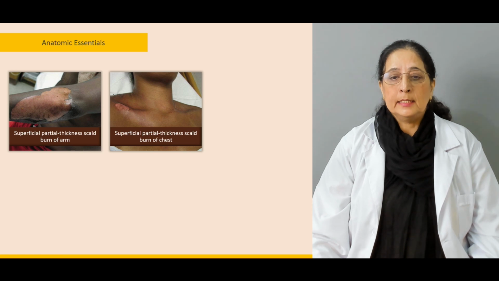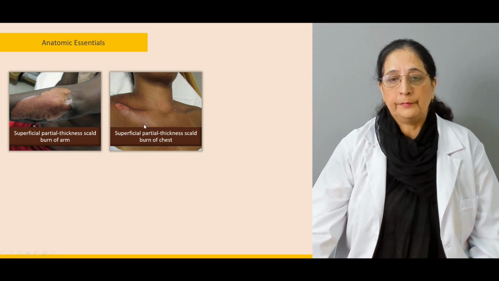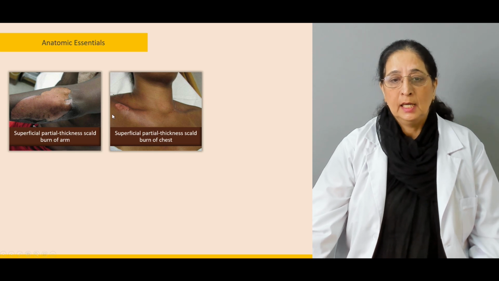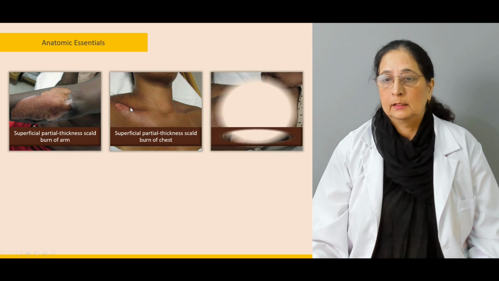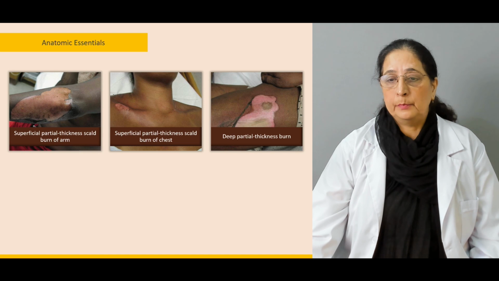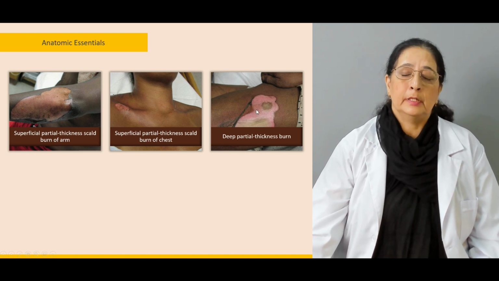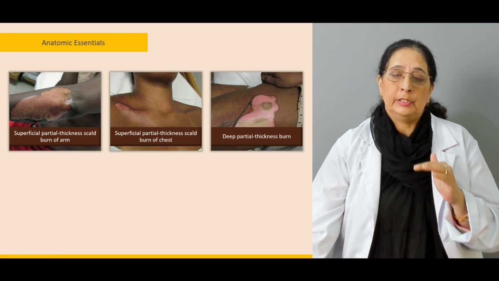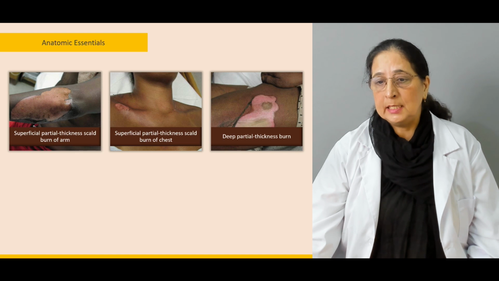Then another is the superficial partial thickness scald burn of the chest. You can see the burn of the chest. Deep partial thickness burn. So this is the deep partial thickness burn. Superficial partial thickness on the top, and you can see this is the more deep partial thickness burn.